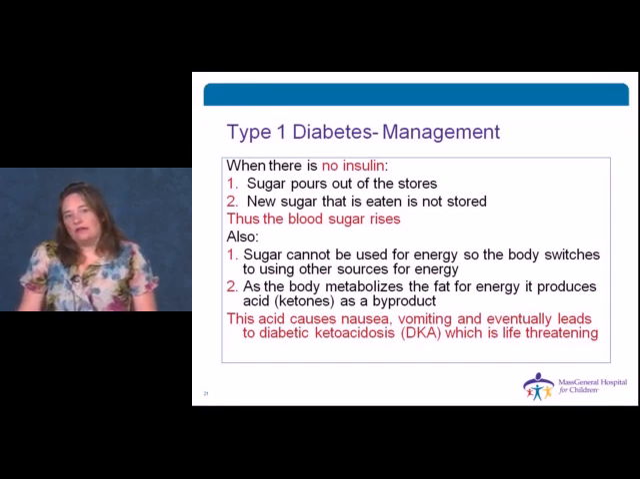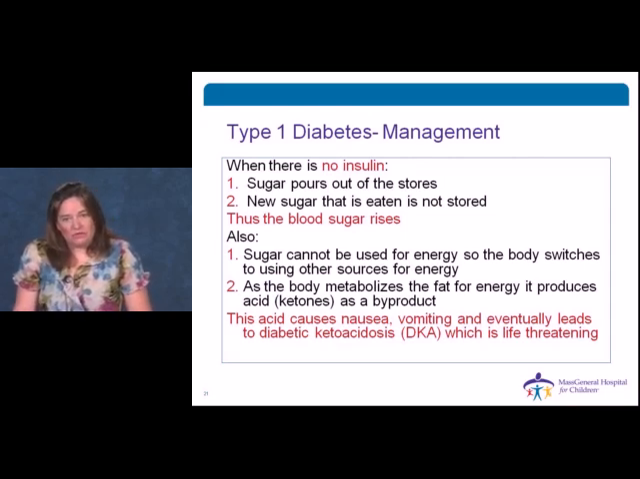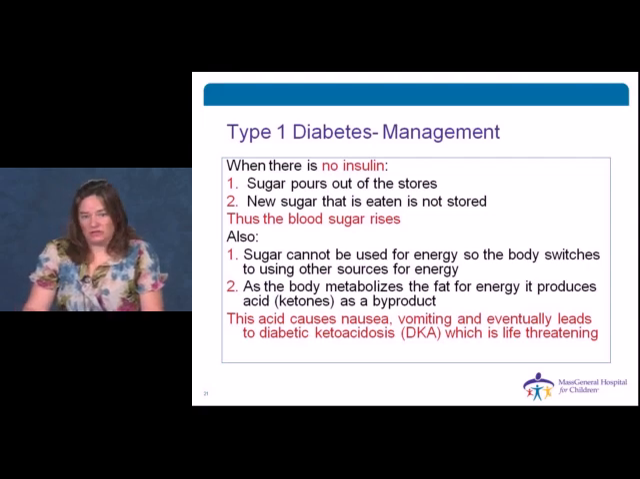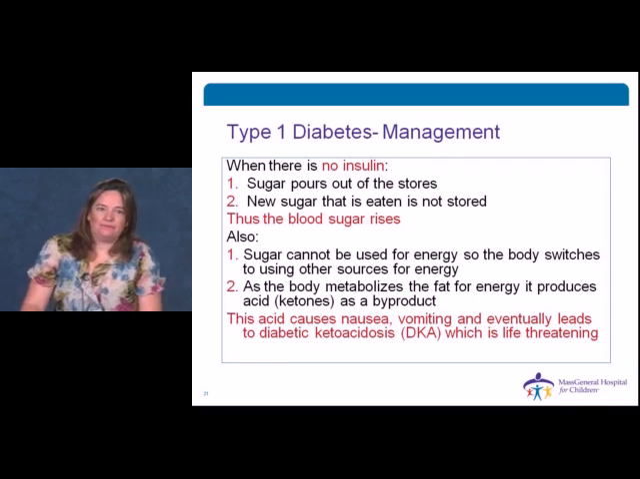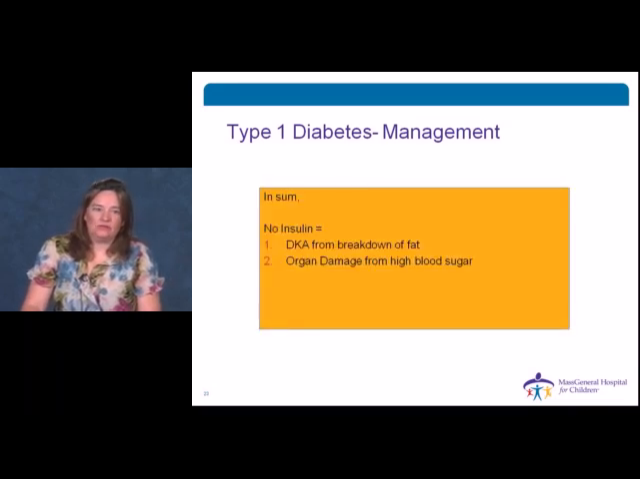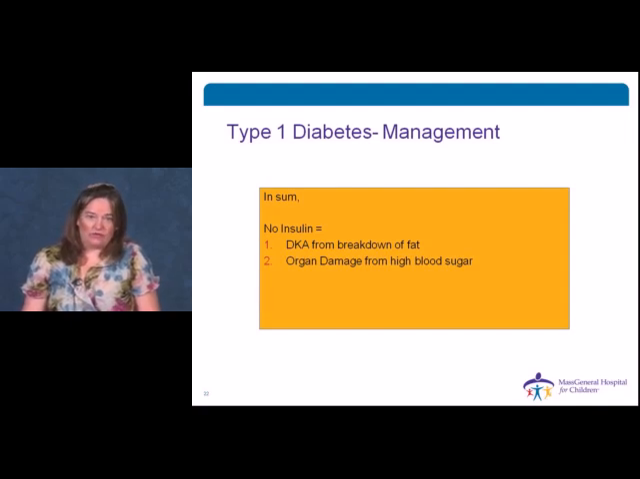New sugar that is consumed is not stored, so the blood sugar rises. Also, sugar is not available for use as energy, so the body switches to using other stores of energy. It metabolizes fat, which is a problem because the byproduct is ketones, which produce acid and then lead to decay. So in sum, there's no insulin. There's the immediate concern of decay from breakdown of fat, and the long-term concern of organ damage from the high blood sugars, which are toxic.